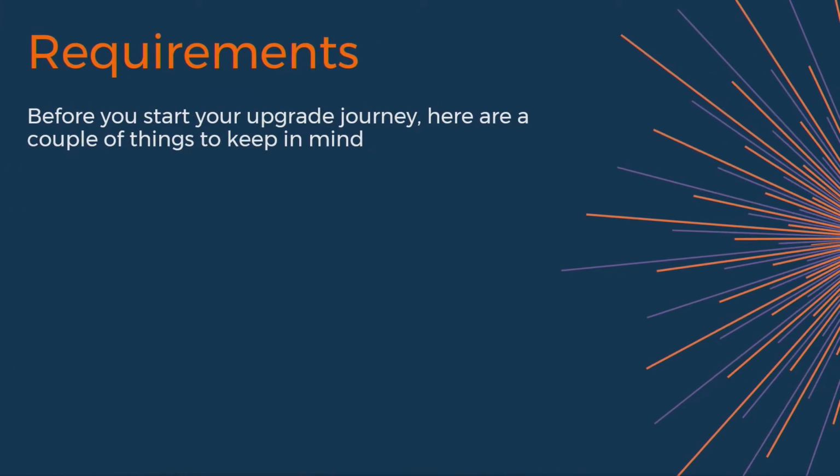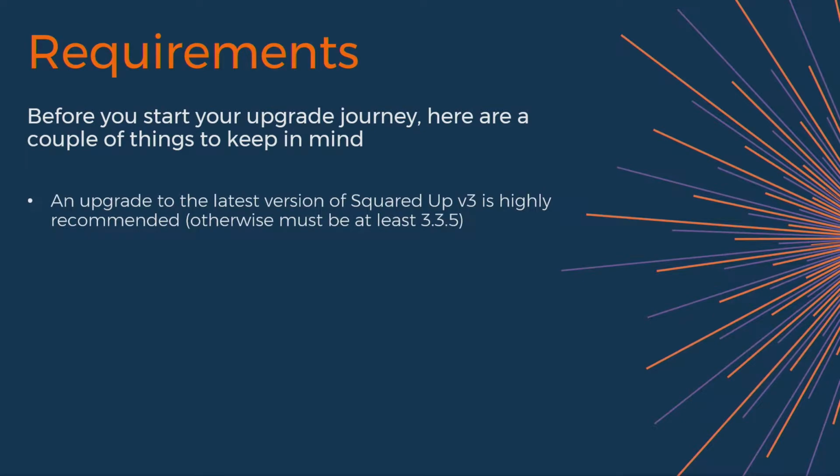So, first thing before upgrade, step 0. Before you start your upgrade journey, here are a couple of things you really should keep in mind from a non-technical perspective, but you should make sure they play into your upgrade plan. First thing is, we highly recommend that you are on the latest version of Squared Up V3 before you upgrade. And if not, you are on at least 3.3.5. The reason for this is that you have the highest feature parity from V3 to V4 at that stage. It's the most tested migration path internally.